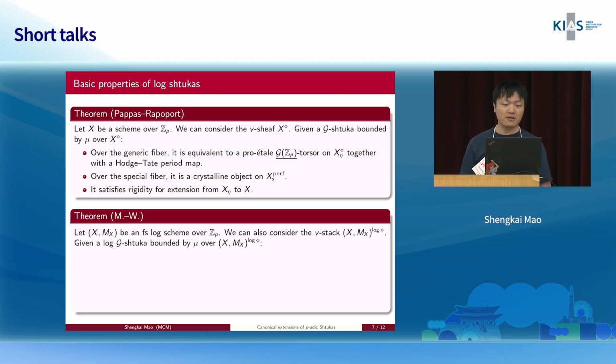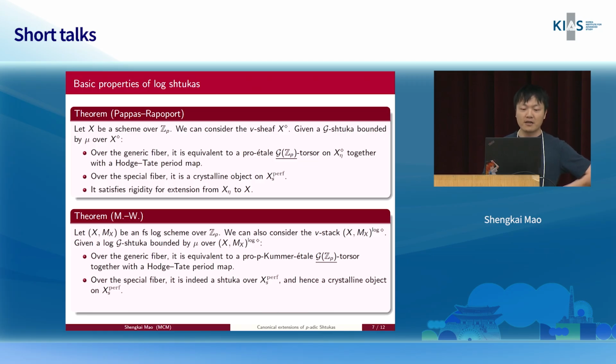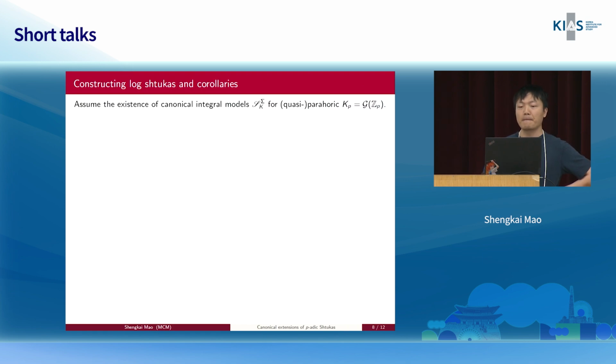Given a log G-Shtuka bounded by mu over this v-stack, over the generic fiber it is equivalent to giving... Now, because we have log structure, we cannot just consider the pro-étale thing. We have to consider the pro-Kummer-étale with some actual conditions: a pro-p-Kummer-étale torsor together with a Hodge-Tate period map. On the special fiber, we show that the log Shtuka will eliminate all the monodromy. So it will become an actual Shtuka on the special fiber. So in particular, you will have a crystalline object. And it also has a rigidity of extension.